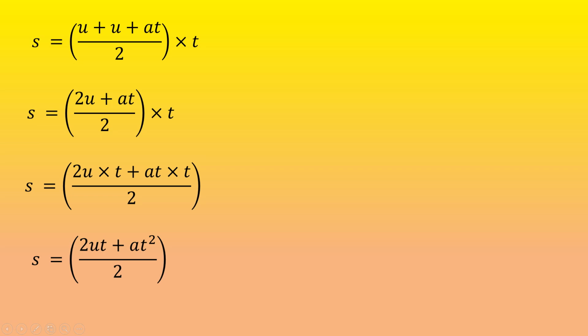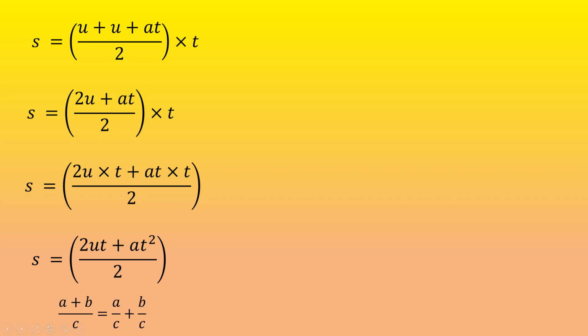Whenever we have a plus b divided by c, we can write it as a by c plus b by c. So here, let's say this is a, this is b and this is c.